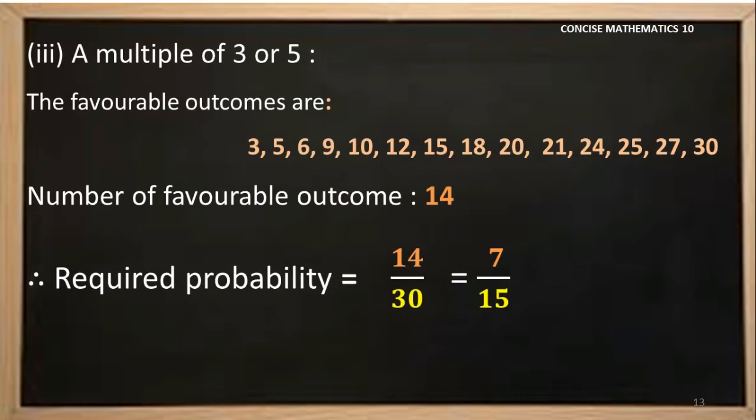So these are the numbers: 3 1s are 3, 3 2s are 6, 3 3s are 9, 3 4s are 12, 3 5s are 15, 3 6s are 18, 3 7s are 21, 3 8s are 24, 3 9s are 27, 3 10s are 30. Then 5 1s are 5, 5 2s are 10, 5 3s are 15, 5 4s are 20, 5 5s are 25, 5 6s are 30. So a few are repeated. For example, 15 is repeated and 30 is repeated. So if you count all the favorable outcomes, the number of favorable outcomes is equal to 14. Hence the required probability is 14 by 30, which is equal to 7 by 15.